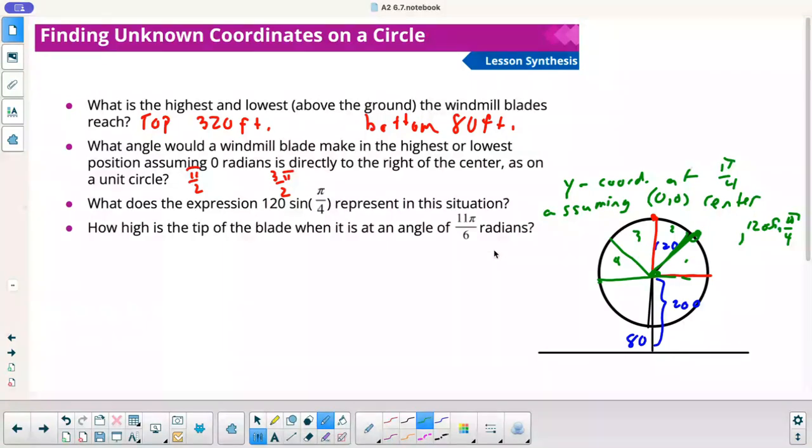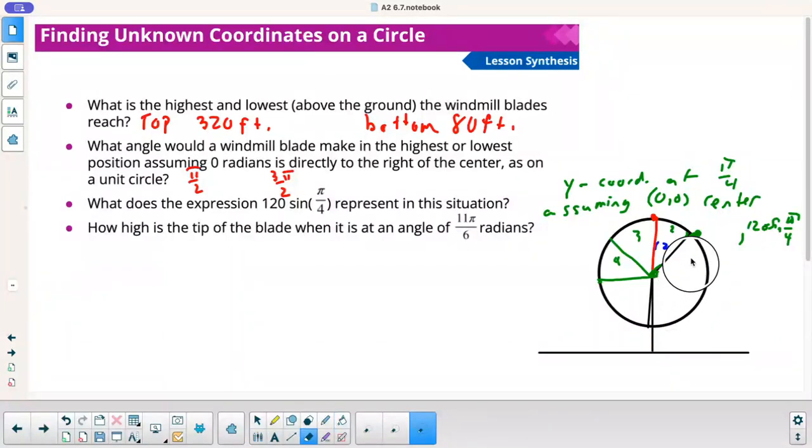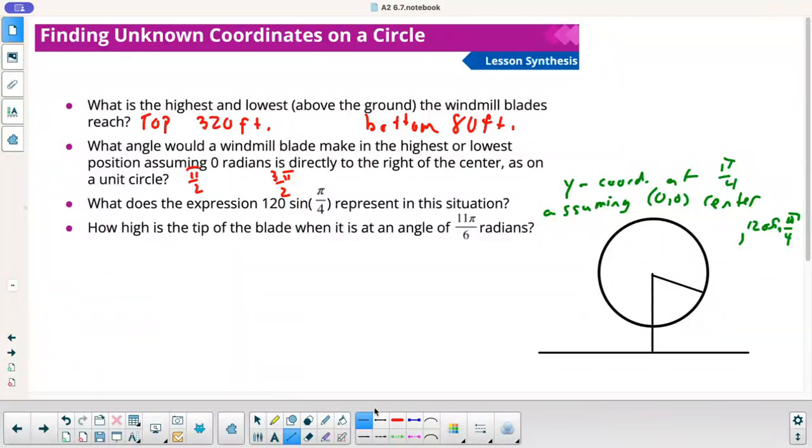All right. So if I wanted to find the full height above the ground, I'd have to add 200 to it. How high is the top of the blade when it's at an angle of 11 pi over 6? So let me erase some of this stuff here. 11 pi over 6. So it's like I did almost a full circle. It's like right there.